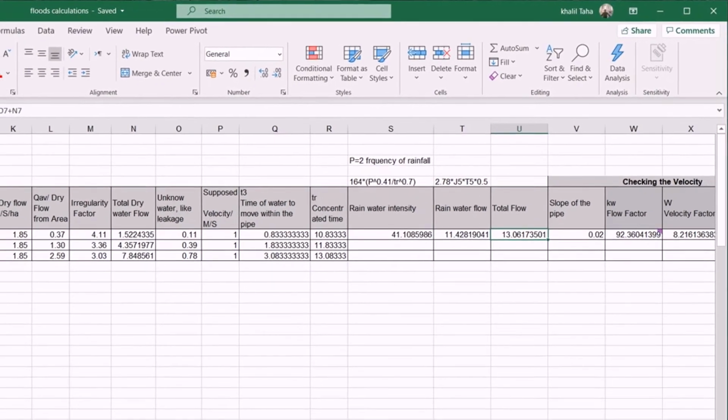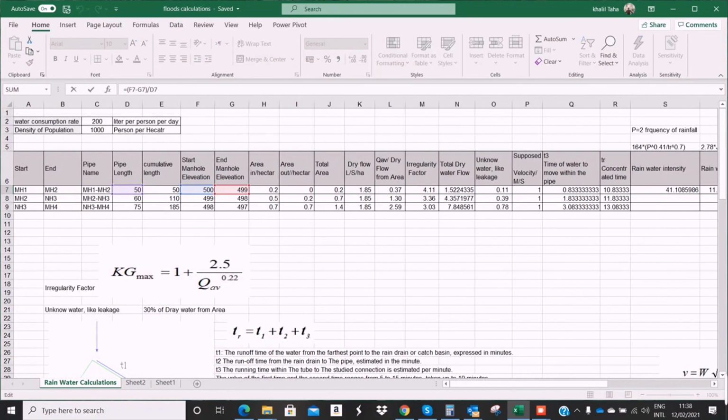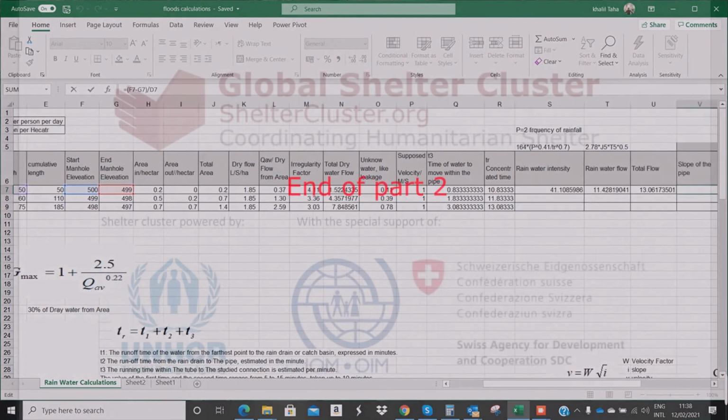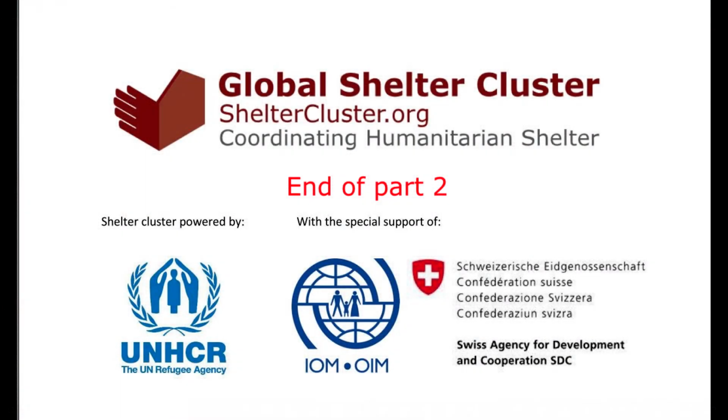Now for the slope. The slope will start from the natural slope, between the first elevation and the second elevation divided by the length. You will get the slope. Now I have the Q, the total flow. I have the slope.